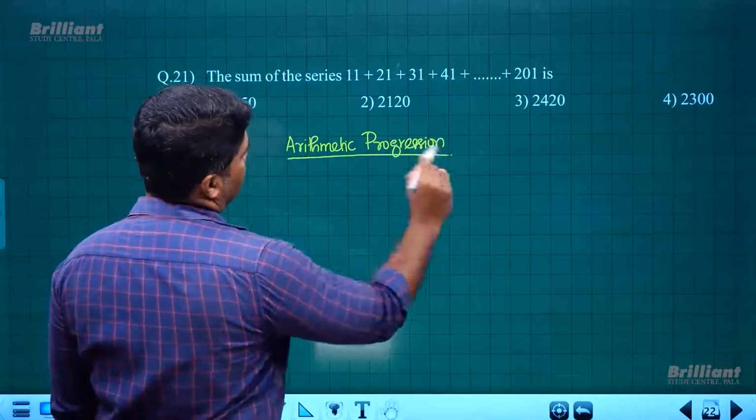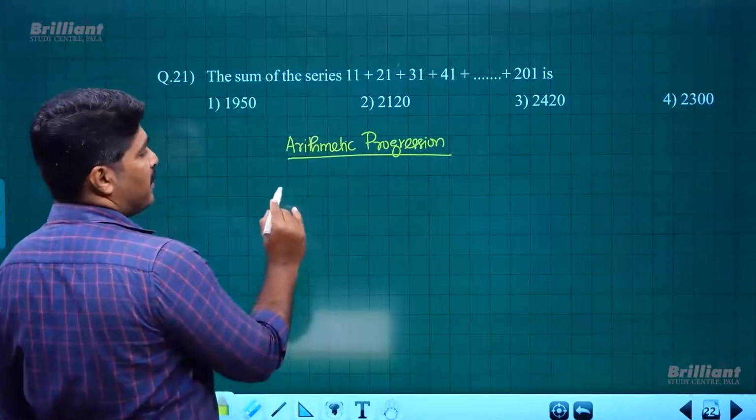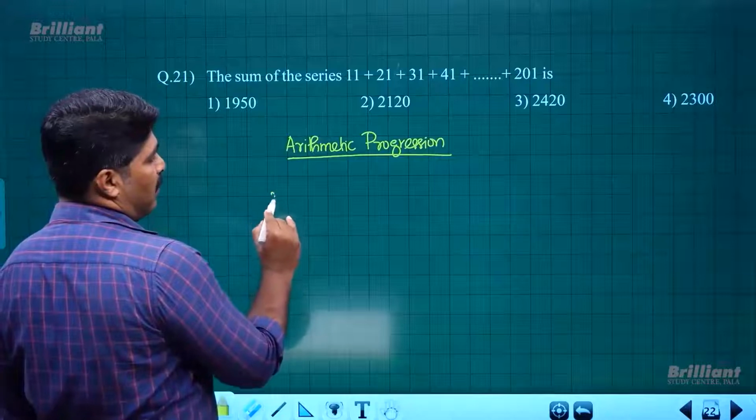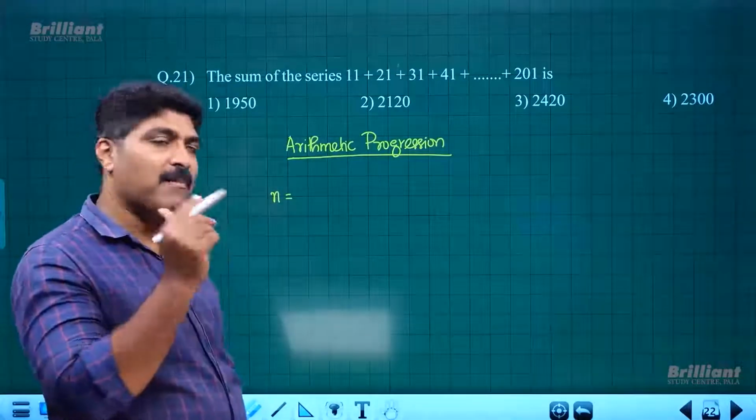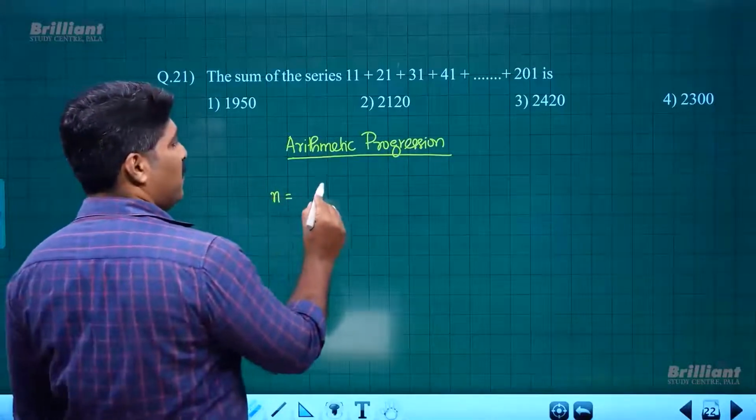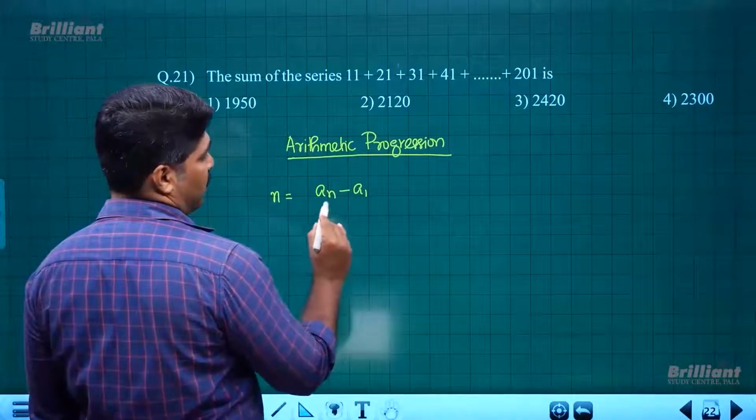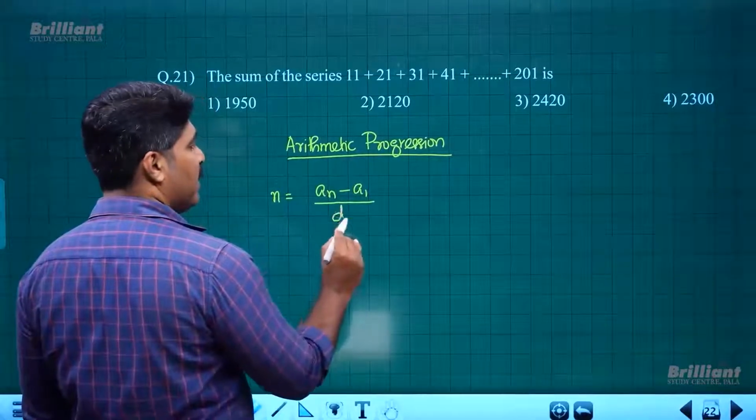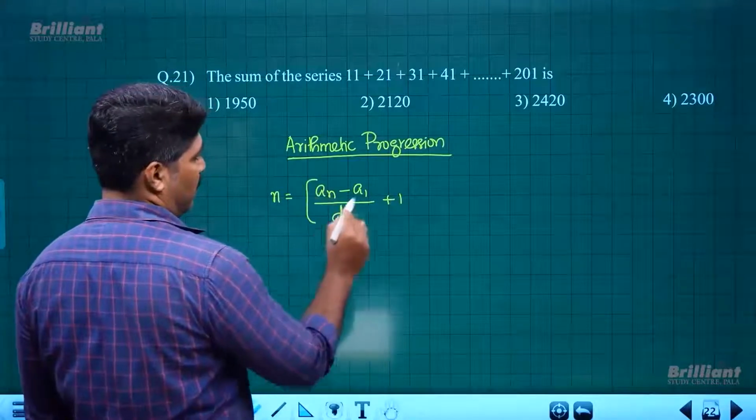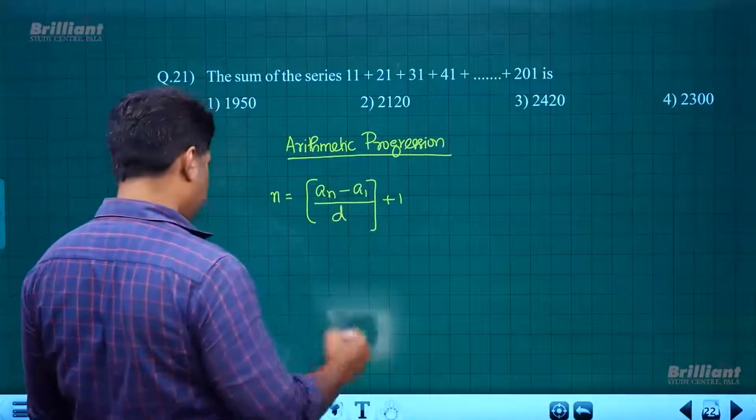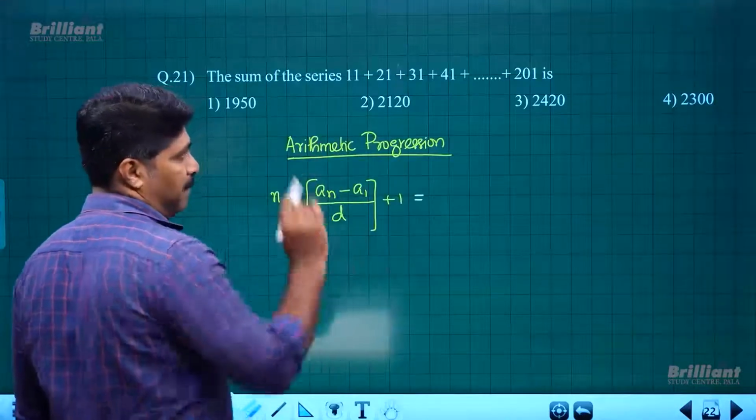Correct. So here, if you're considering this is an arithmetic progression, what's the number of terms here? So now how to find out the number of terms? Number of terms is nothing but nth term minus first term divided by d, where d stands for common difference, plus 1. Correct. So first of all, we have to find out the number of terms as per the given AP.